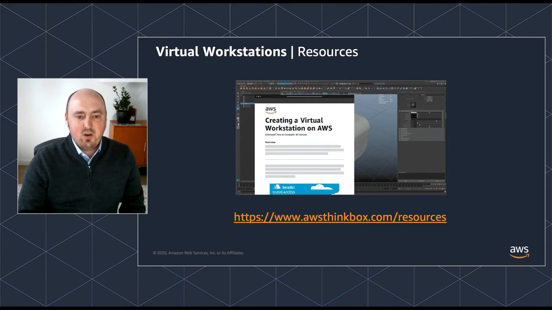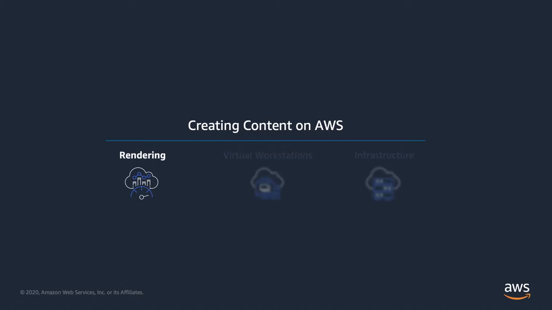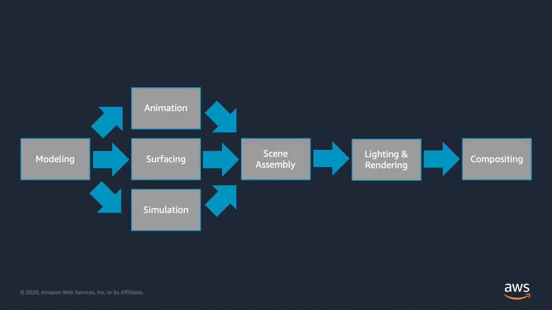I thought I'd move on next to rendering. Rendering's been something that we've been focused on really over the last few years. And along the way, we've learned quite a bit about what studios are looking for in rendering, both on-premise and on the cloud, and ways that we can help. And I thought it might be a good idea just to start with the basics here, when we start to think about where rendering typically happens in a high-level pipeline.